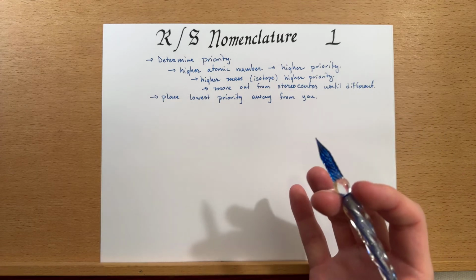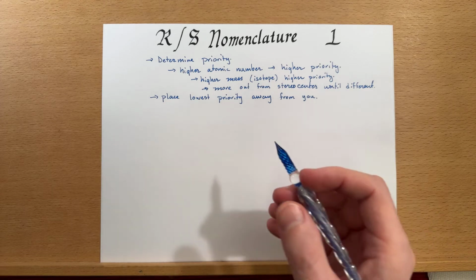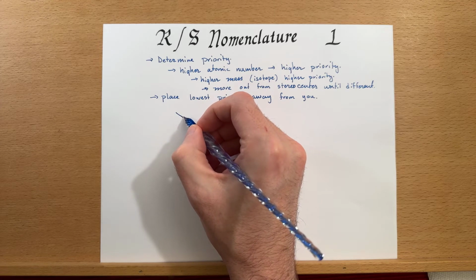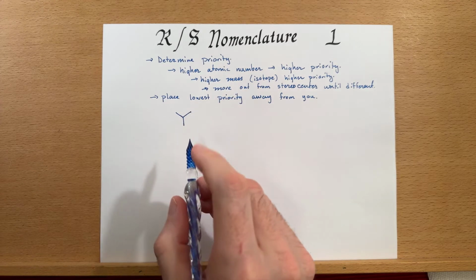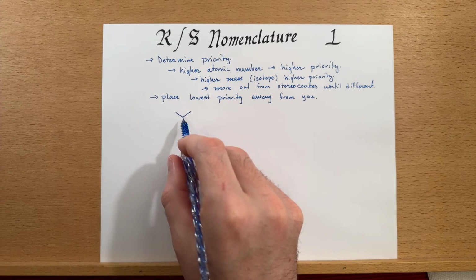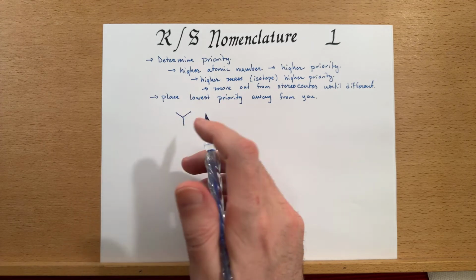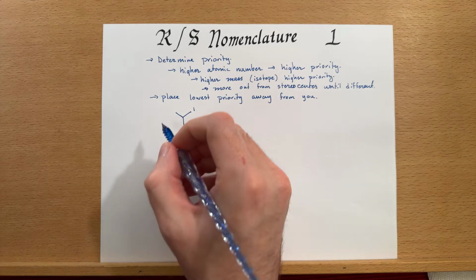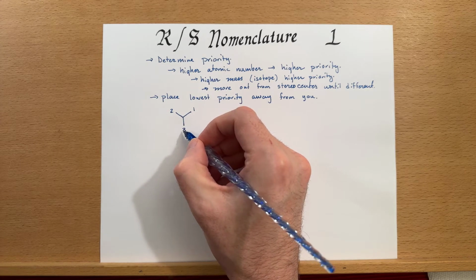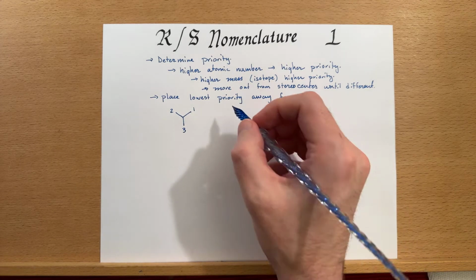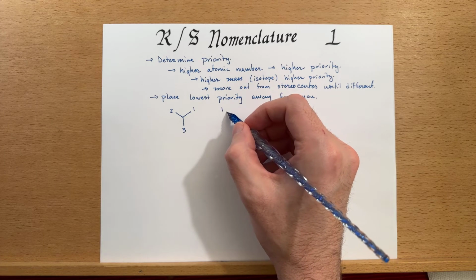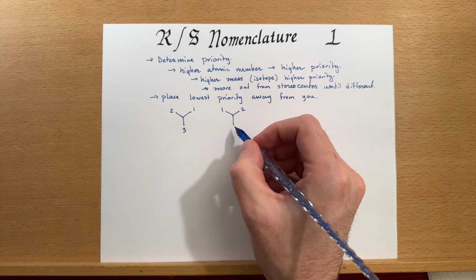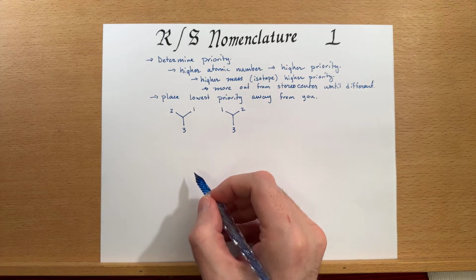And once we've done all of that, we can start to number them or determine whether it's R or S. So I'm just going to look down that bond that's going to face away from us. And let's say that this is the highest priority one, and then we have a 2, and then we have a 3. And then its enantiomer would be the other configuration where we have 1, 2, and then 3. Mirror image.